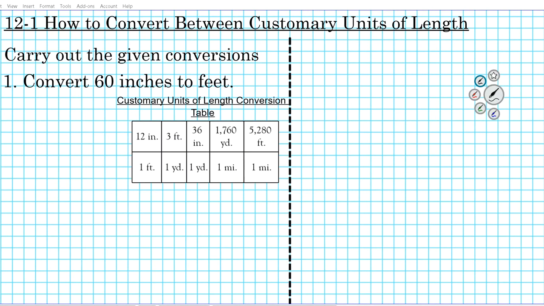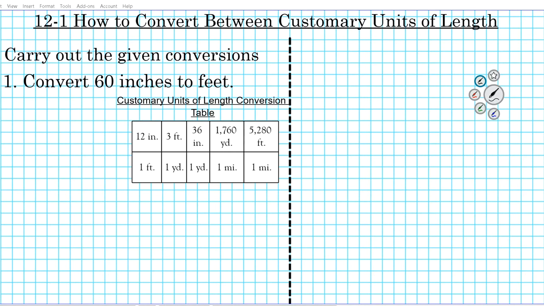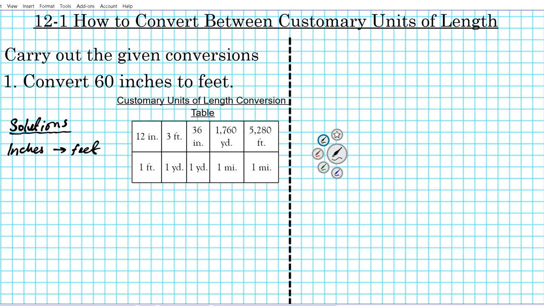Alright, so instructions for the examples we're going to be working on are as follows. You're to carry out the given conversions. For question number 1, we're to convert 60 inches to feet. Let's go ahead and take a look at that. Our solutions are as follows. What we're doing is converting inches to feet, because we're given 60 inches and we have to find how many feet that is.